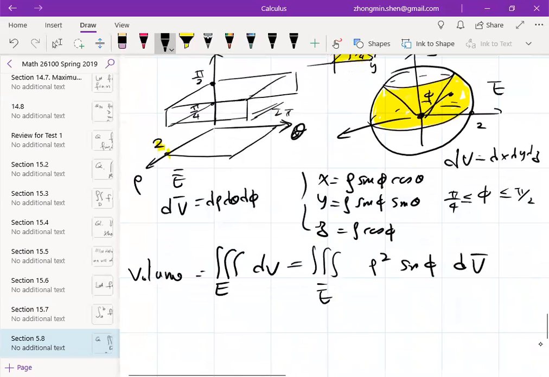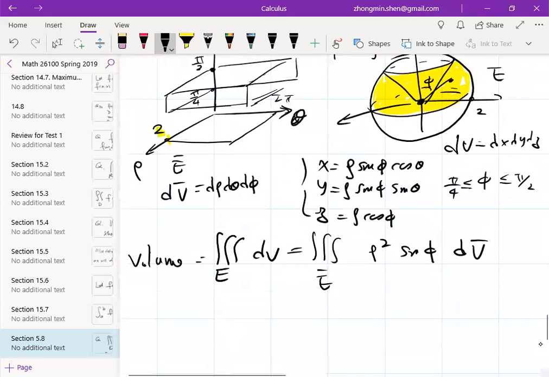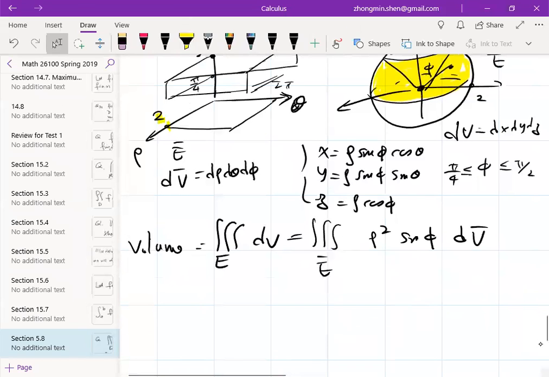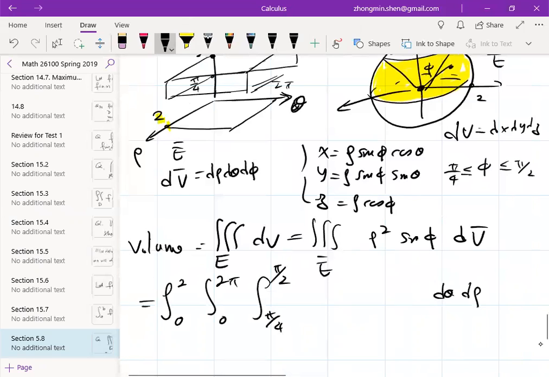Rho is between 0 and 2, theta is between 0 and 2 pi, phi is between pi over 4 and pi over 2. So I can write down the integral directly. I can put the rho integral outside, then theta from 0 to 2 pi d theta, then phi from pi over 4 to pi over 2 of rho squared sine phi d phi. To save space, I don't put brackets over there.